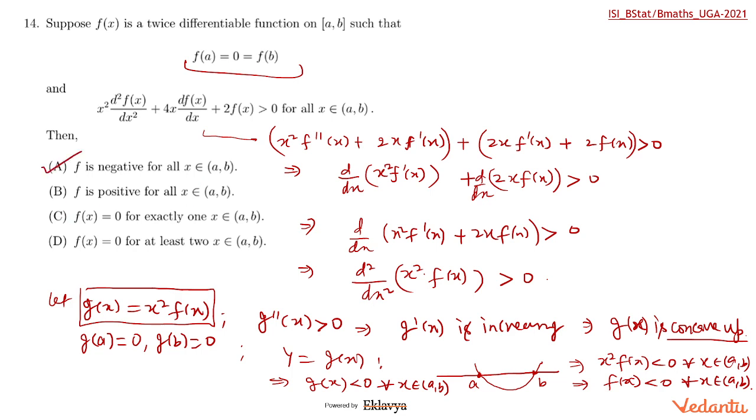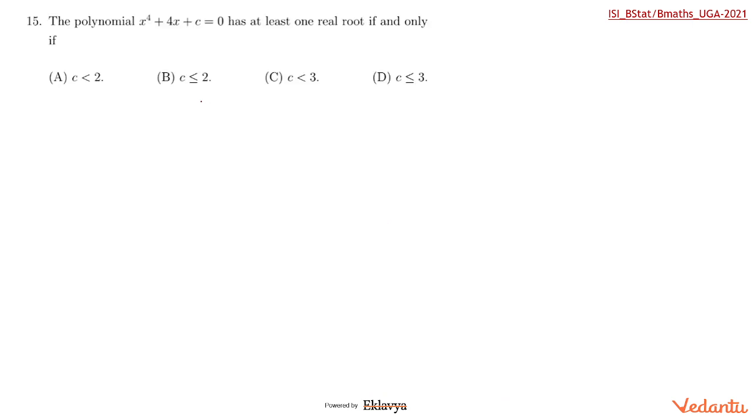So we have introduced a new function g(x) as x square into f(x). With the help of that, you can easily see the concavity, graph, shape, everything. So the answer is A. Coming to question number 15. The polynomial x raised to power 4 plus 4x plus c equal to 0 has at least one real root if and only if. So let f(x) be x raised to power 4 plus 4x plus c. At least one real root if and only if.